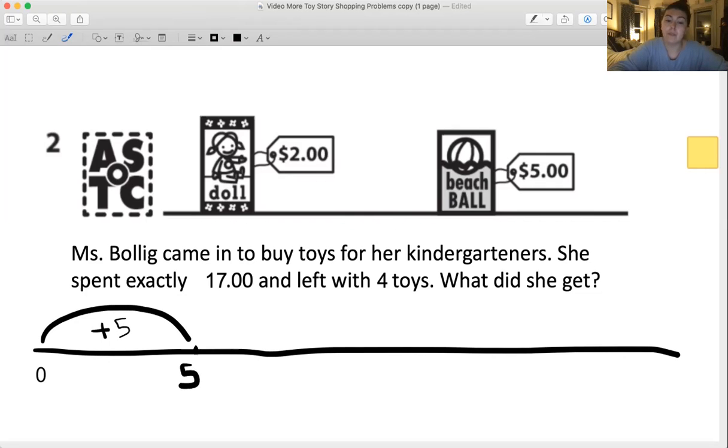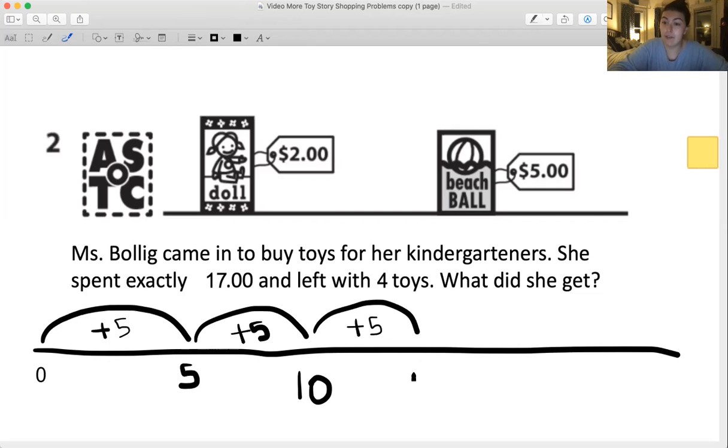Can I keep going another 5 without going over 17? I can. So I'm going to jump another 5. And 5 plus 5 is 10. Can I go another 5 without going over 17? I can. I'm going to jump another 5. What is 10 plus 5? 15. Can I jump another 5 without going over 17?